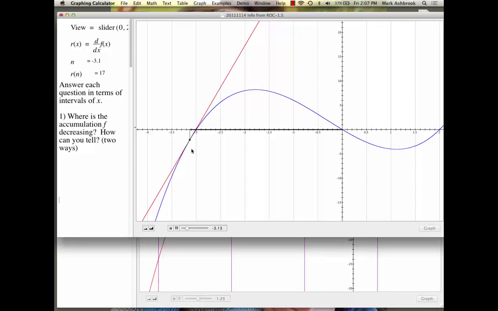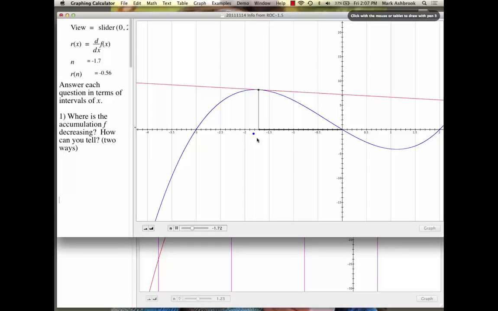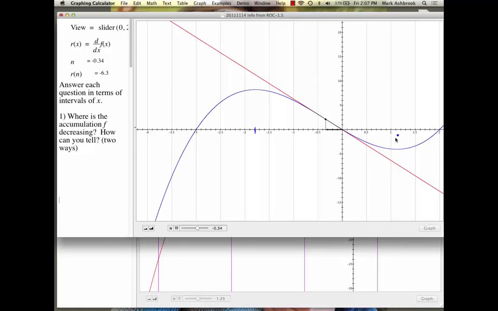So you should have said from about -1.8 to about 1.1. Is that what you said? There are two ways you can tell that. What's one way you can tell that the accumulation is decreasing from about -1.8 to about 1.1? Yeah, the rate shows a negative rate. The rate of change is negative.